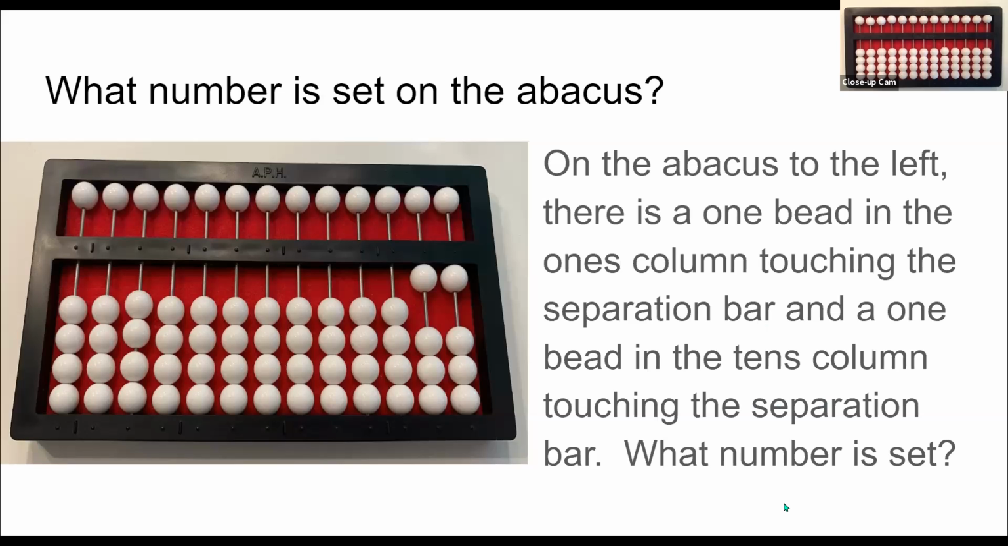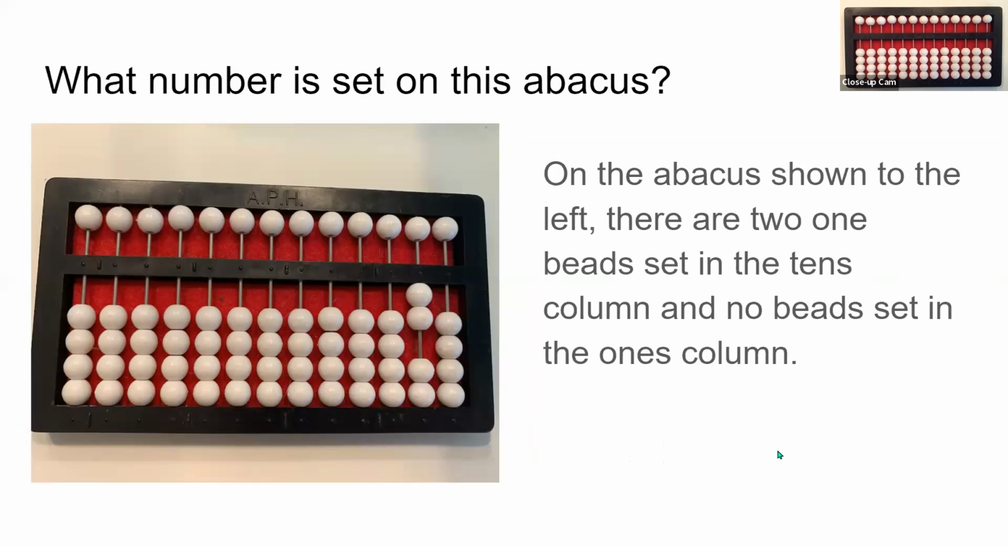All right, last one, a big challenge. Ready? Clear your abacus if you've set it along with Miss Amy's, and get ready for our last one. What number is set on the abacus? On the abacus shown to the left of my screen, there are 2 1 beads set in the tens column and no beads set in the ones column. Oh, I see some quick answers. Great job. Let me give everyone else a chance to answer.